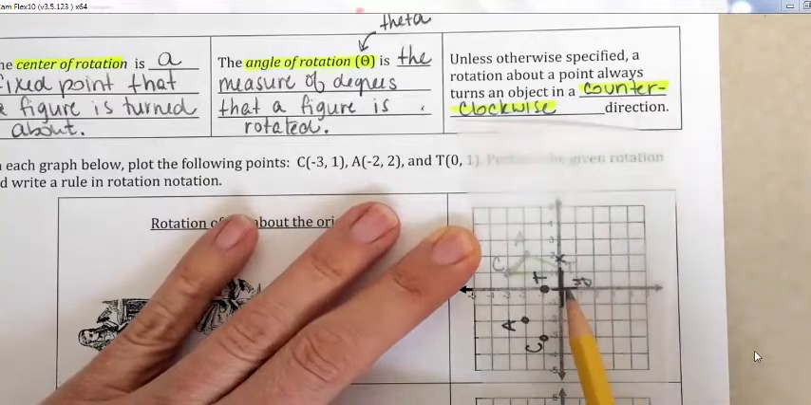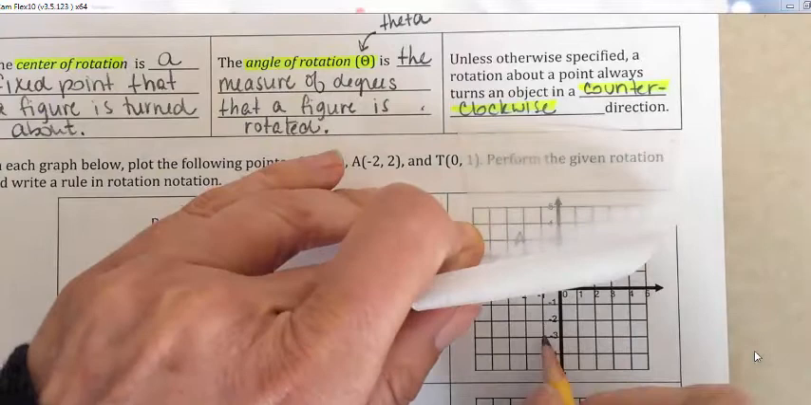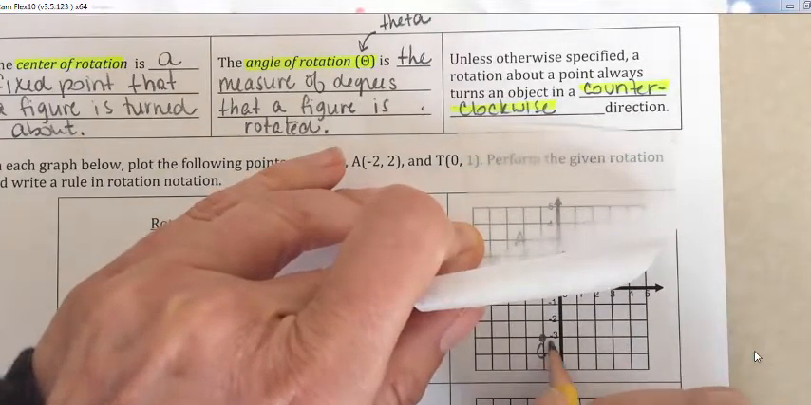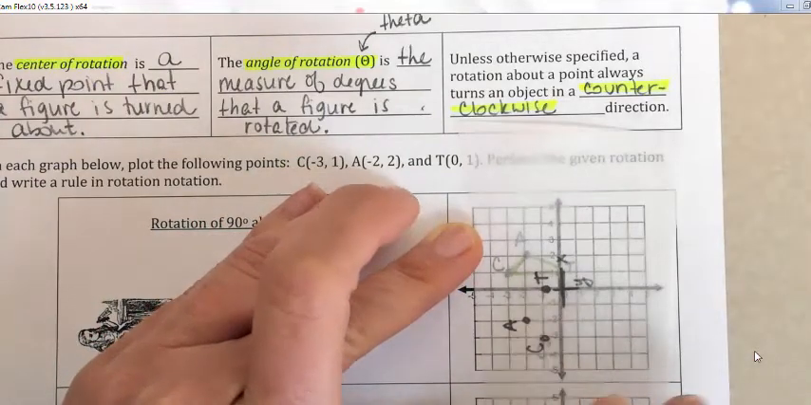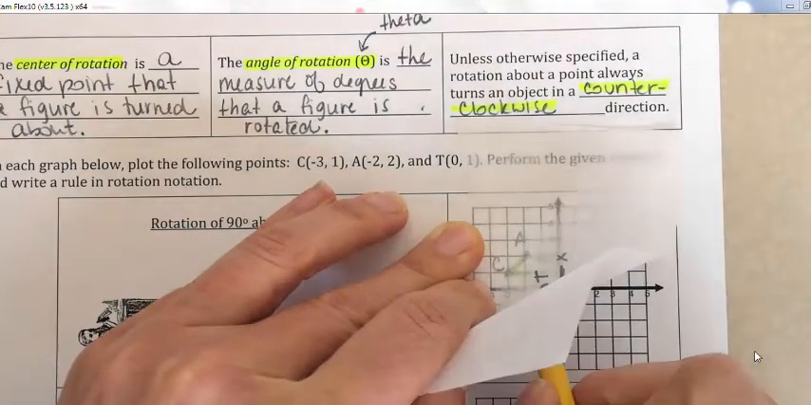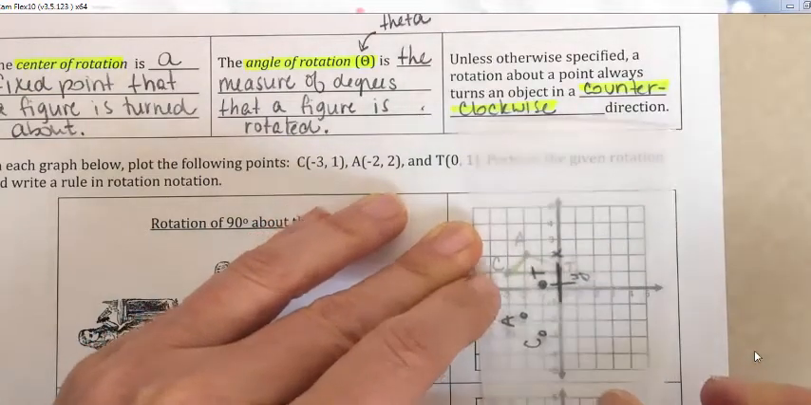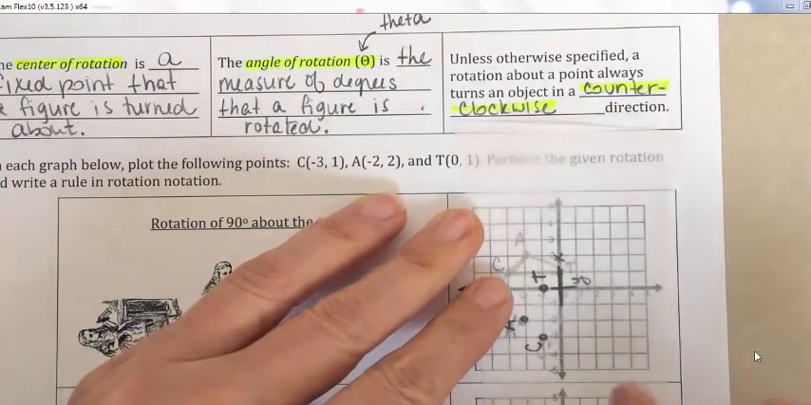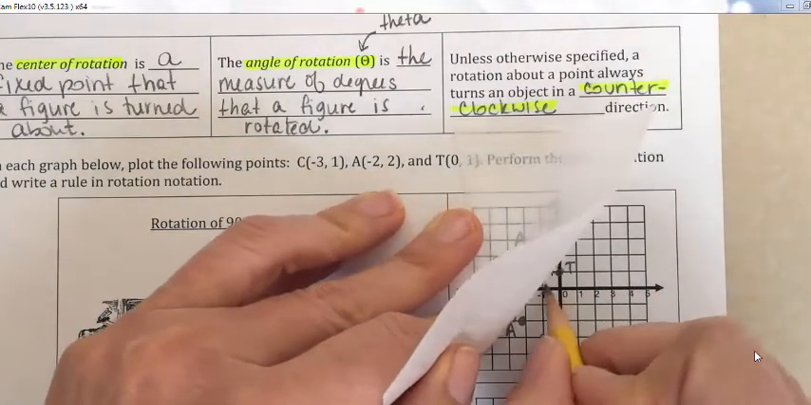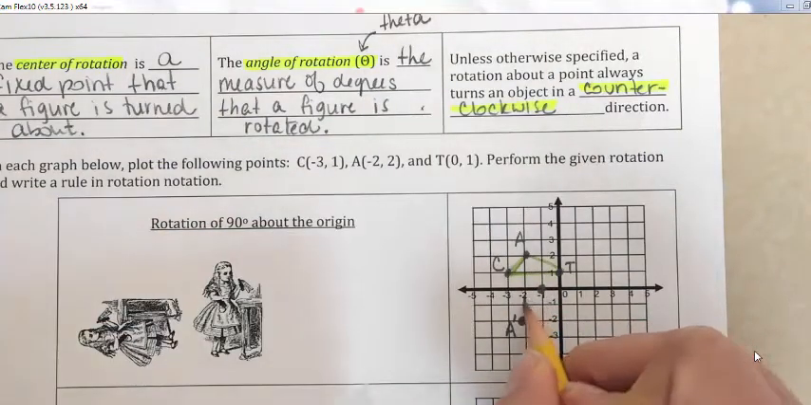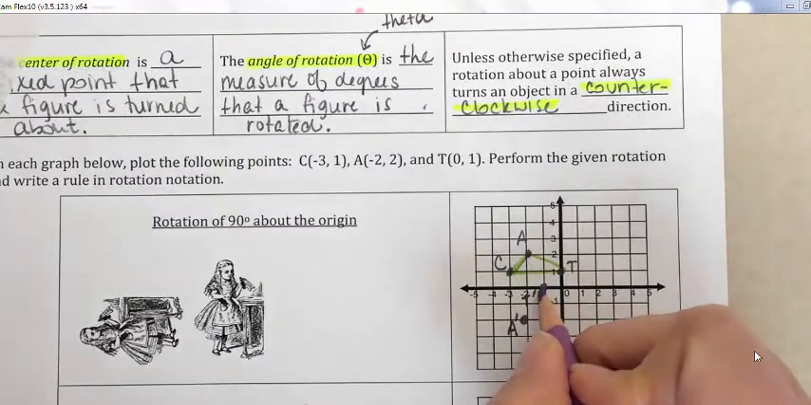So it looks like C now is at -1, -3. That's C prime. I'm just copying these down. A is at -2, -2. I should say A prime. And then T is now at -1, 0, or T prime. Okay, so I'm going to put that in a different color.